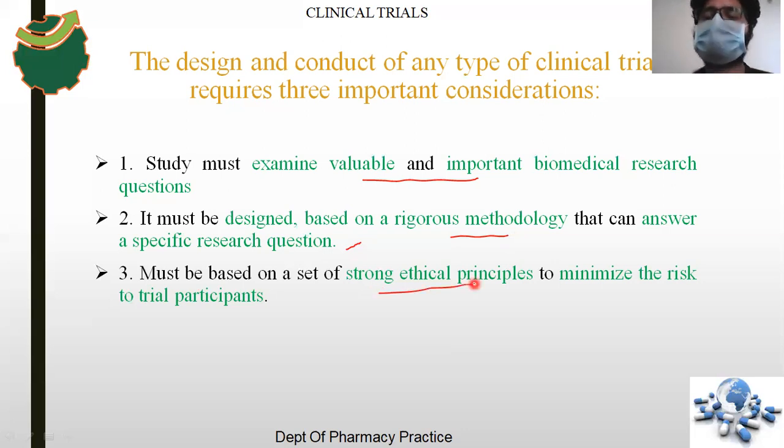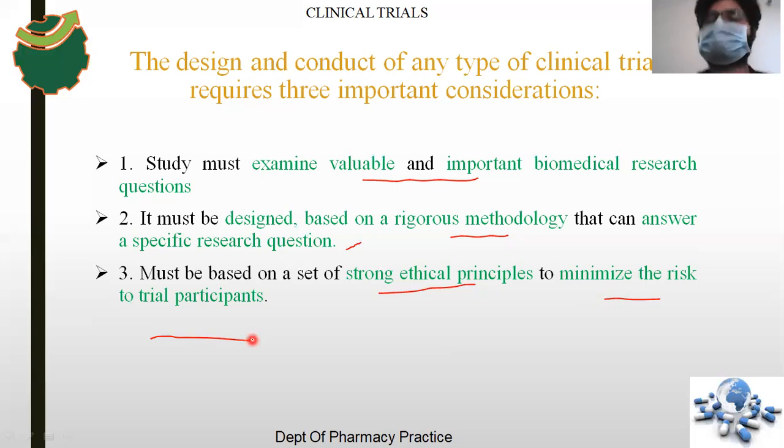Like we have so many things, like the Belmont Report, Declaration of Helsinki, Nuremberg Code, and so many others, which we'll see in later classes. So many ethical principles are there which we have to follow. Okay, and next one is minimize the risk to trial participants.